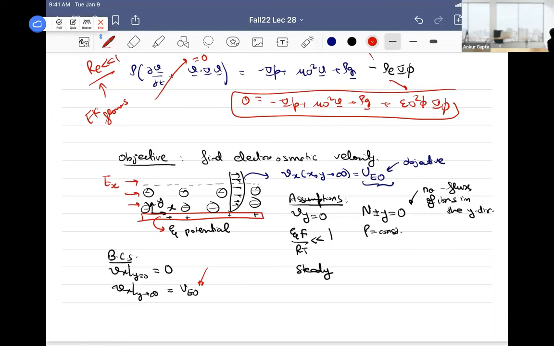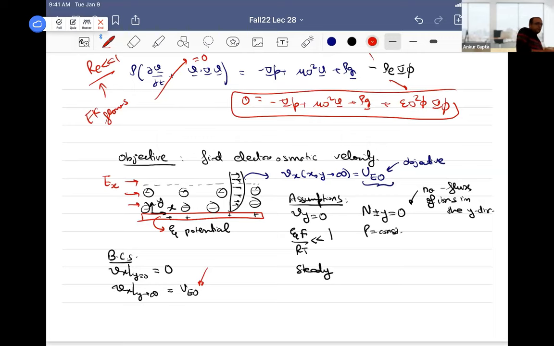We will assume that there is no y-direction velocity, so it makes life easy. We'll assume the zeta potential is small, the linear limit, a steady system, no flux in the y direction for the ions, and constant pressure. So these are our assumptions. This is the problem, and this is a very important problem. Like I said, people still use it. There are variations of this formula coming all the time. Even in the last 5 years, you will see at least 50, 60 papers just on this topic. It was a very important topic for analytical chemistry.